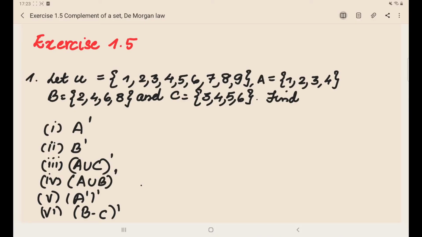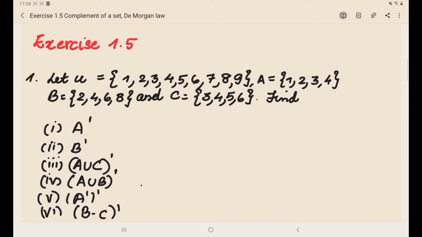So today I will be discussing the work problems and solutions for exercise 1.5. This is based on chapter 1, Sets, in NCERT Mathematics class 11th. In my previous video, we have already discussed the different operations of sets and also what Venn diagrams are. In this exercise, we will learn how to take the complement of a set. We'll do work problems based on that, and also solve work problems based on De Morgan's law. So what is actually this complement of a set?